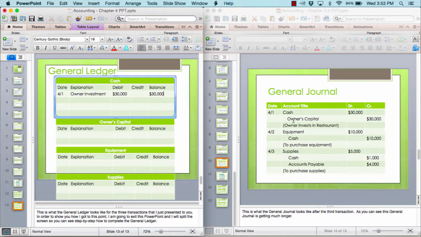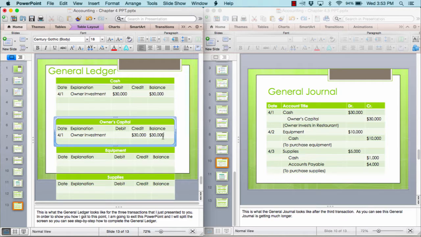Then we look that we have, on the same day, an owner's capital transaction, which is a credit for $30,000. So you're going to go to your owner's capital general ledger and transfer that information. In this case, it was an owner investment, right? Owner's capital happens when the owner invests money. So we will put in the same explanation. But we're going to record this as a credit because that's what it shows here. And we're going to give in the new balance.